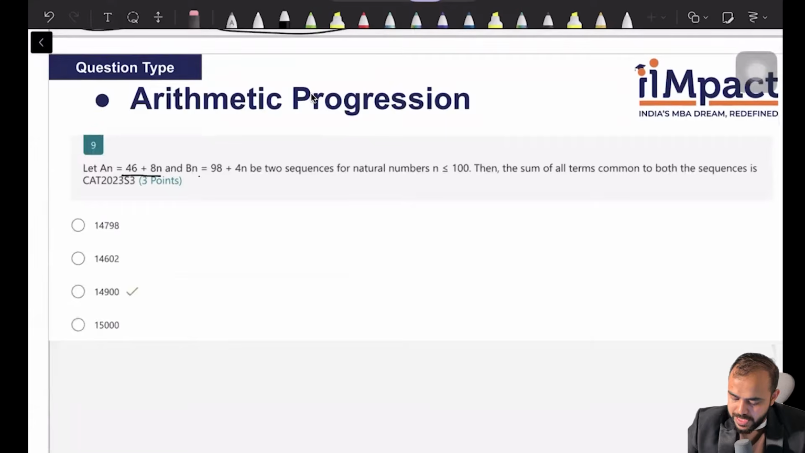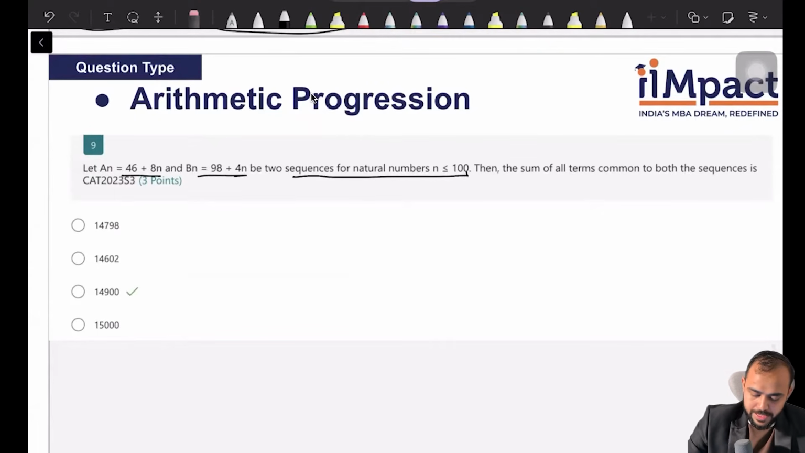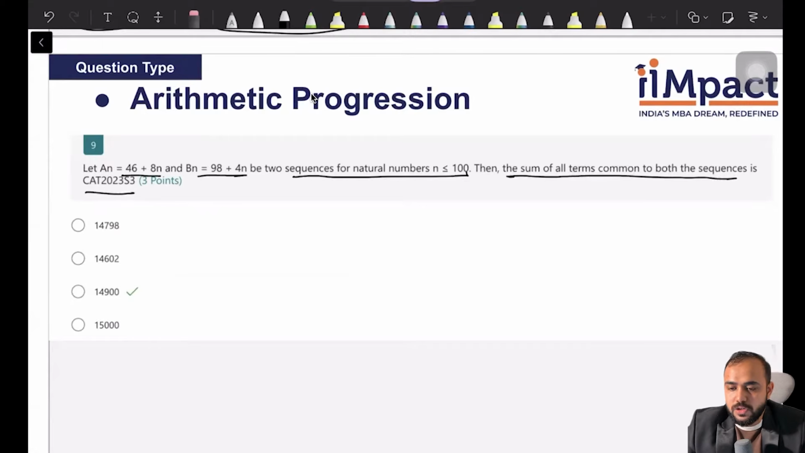Question number 2. AN is this, BN is this. These are two sequences for n less than or equal to 100. Then the sum of all the terms common to both the sequences is. So the first step is going to be what? I need to find the common terms.